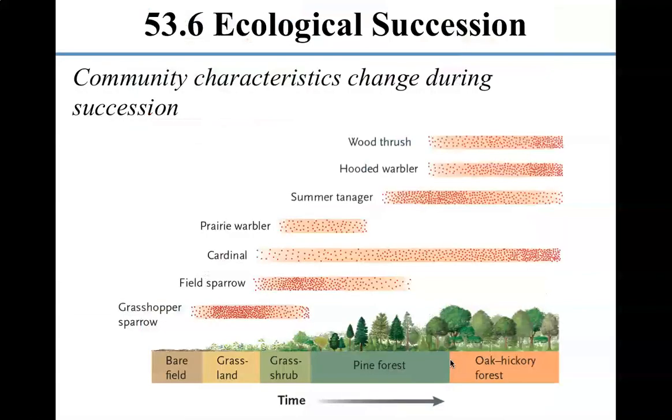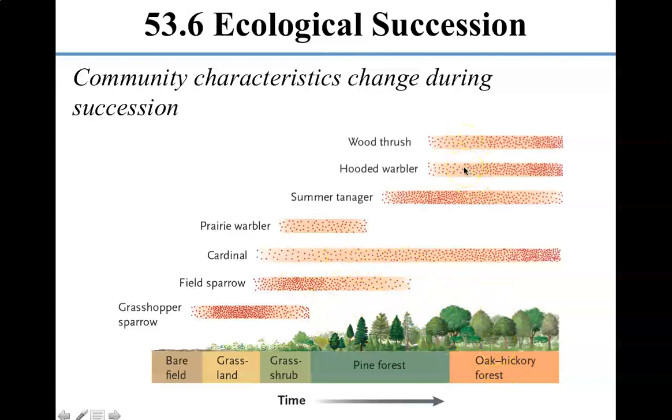So what's interesting is, as a community undergoes these stages of succession, there are different, in this case, animal species that are adapted to the various stages of succession. So a disturbance comes along, we get a bare field, then we get weedy grassland, then we get shrubs, and then a pine forest, and then oak hickory. And in each case, there are different bird species that are adapted to those different stages of succession. So when it's weeds and shrubs, you get sparrows. When it's forest, you get cardinals. When it's a climax community, we get wood thrushes and hooded warblers.